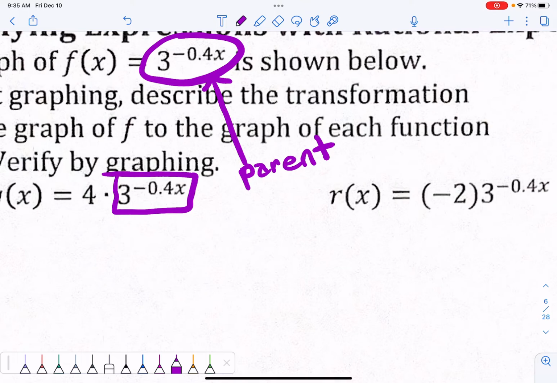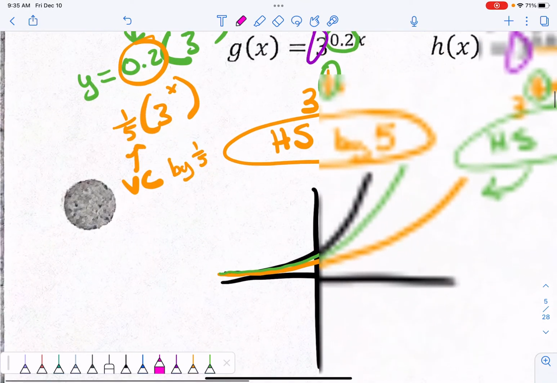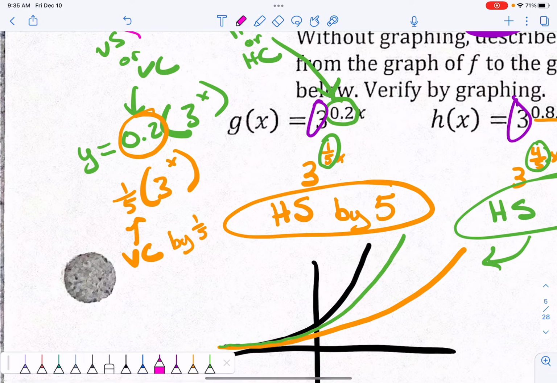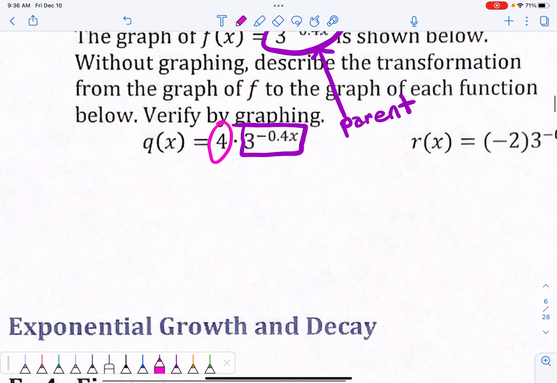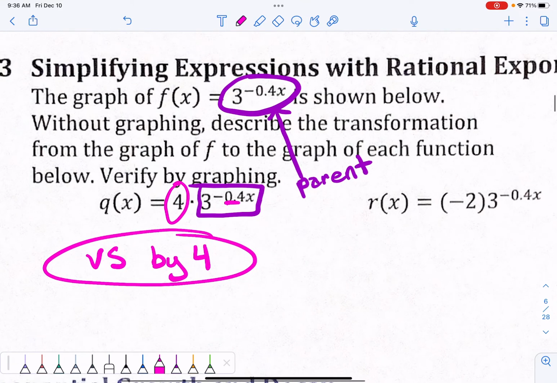So I guess we don't have a bunch of stuff going on. All we have that's changing is this 4. And that 4, since it's on the outside, I kind of gave you a little hint over here. If it's a number on the outside, it's going to be a vertical stretch or a vertical compression. So on the outside there, this is going to be a vertical stretch by 4. We don't flip it like we do with the horizontal ones, like we do with the ones up in the exponent. We just say vertical stretch by 4, okay? Because our parent function was already starting with this stuff.